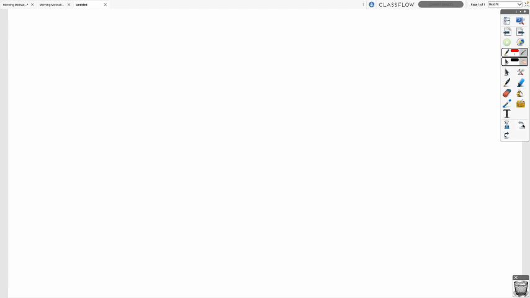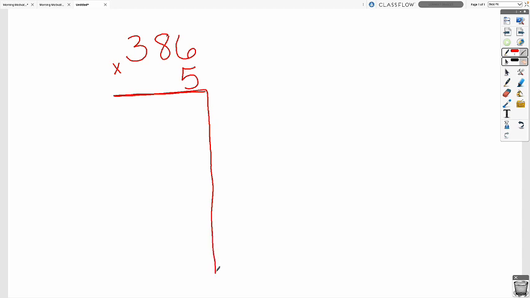So of course we're going to start by writing our problem. So in this case, let's write 386 times 5. So what we're going to do is simply take your line, after you write your problem and stack your numbers on top of each other, we are going to draw a line going down and kind of make it look like it's a big 7.